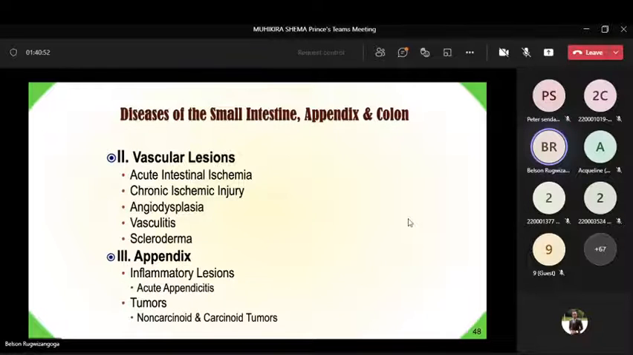The second category is vascular lesions, such as acute intestinal ischemia. You just find that there is gangrene of the intestines. They are completely black, like when there is gangrene of the foot in diabetes. There is chronic ischemic injury, angiodysplasia, vasculitis, and scleroderma. Then there are specific diseases of the appendix, such as acute appendicitis and tumors.